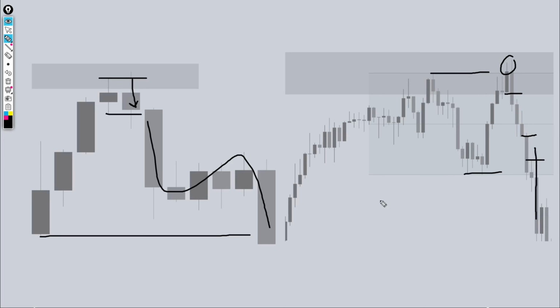But as I said, guys, always make sure with this model, with the stop and reverse, you have to have some sort of drawn liquidity that price is looking to target. You can't just use this in isolation.